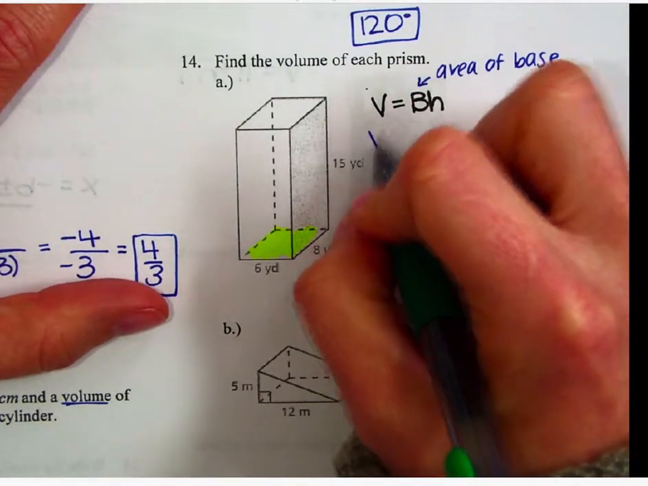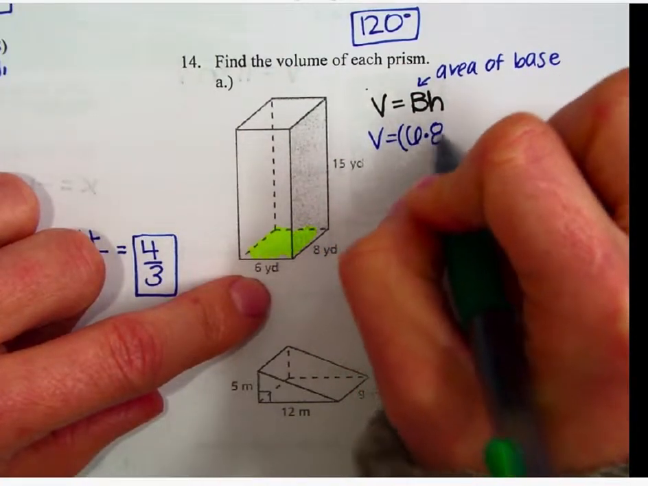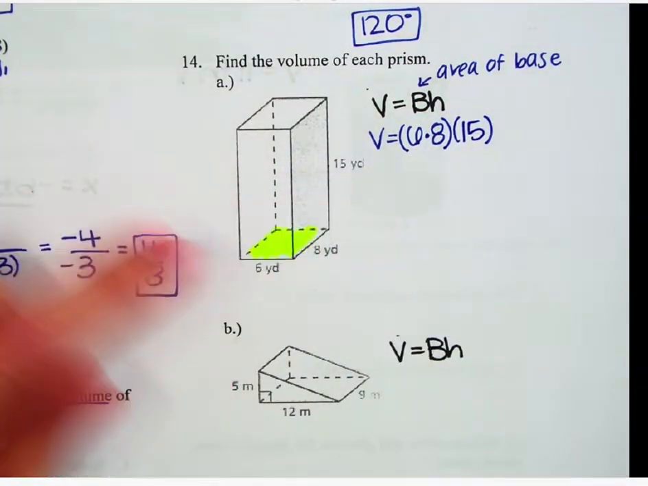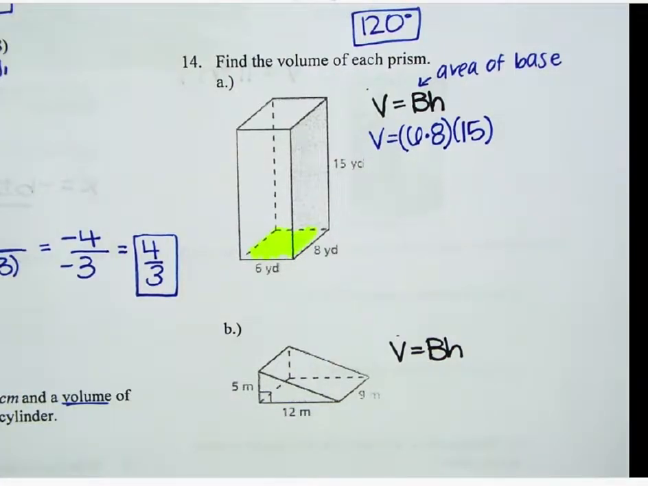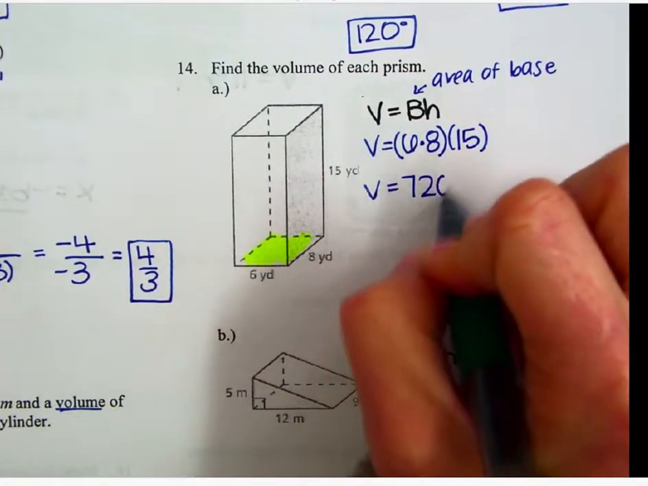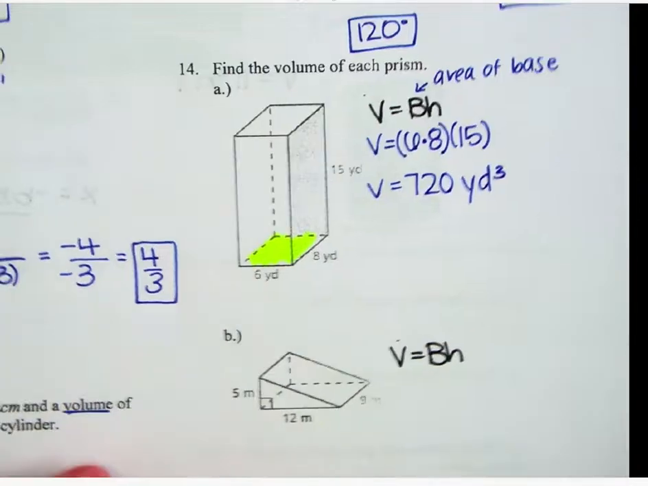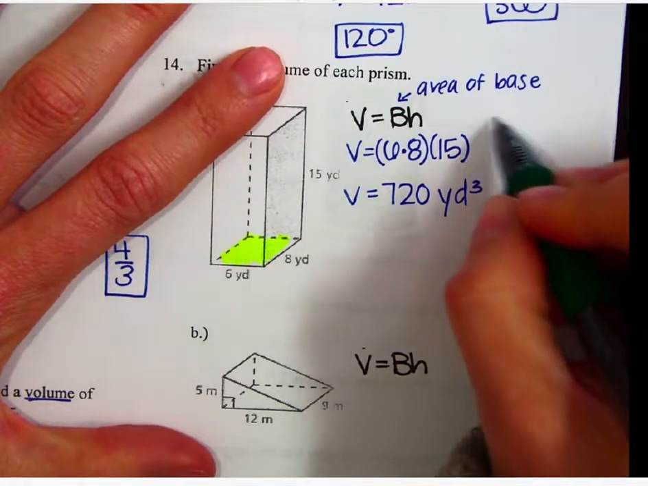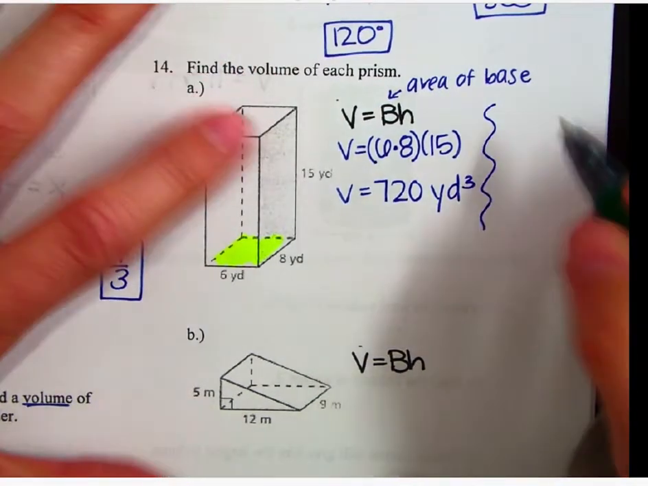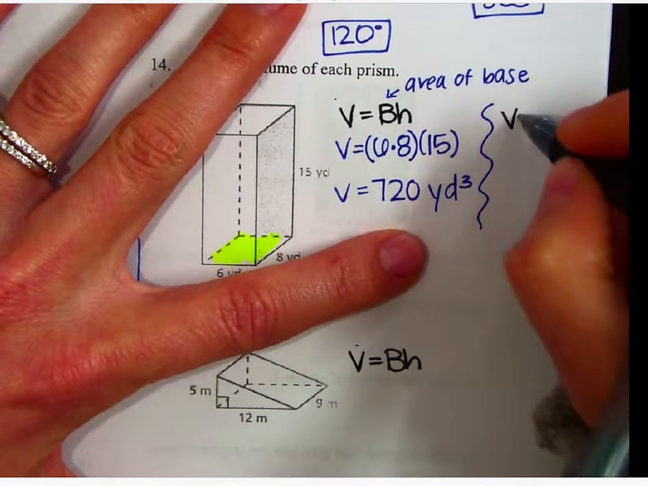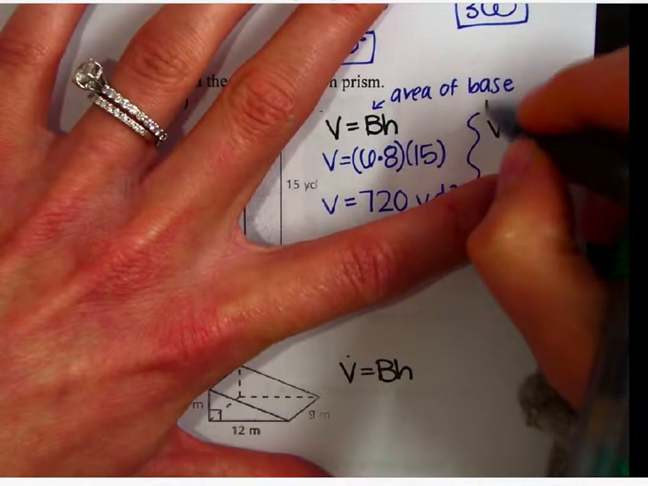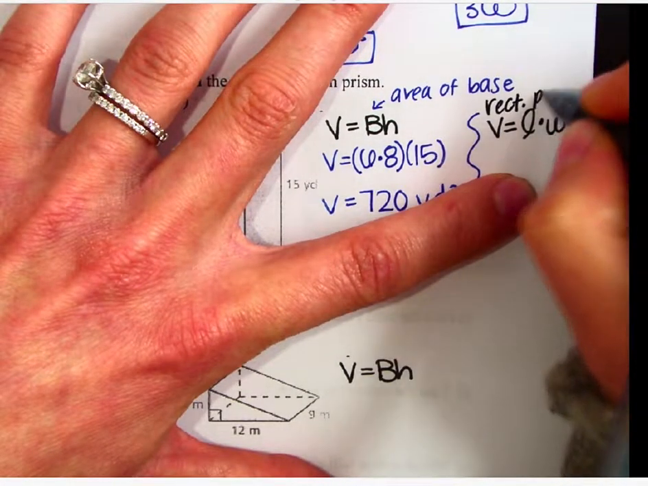So area of the base would be 6 times 8, since that's a rectangle, and then we would multiply by 15. So in the calculator, 6 times 8 times 15 gives us 720 cubic yards. And then I'm just going to show you another way to find the volume of a rectangular prism that's usually taught when you're a little younger, or maybe even this year. I like to show my students this one, length times width times height. That works for any rectangular or square prism.